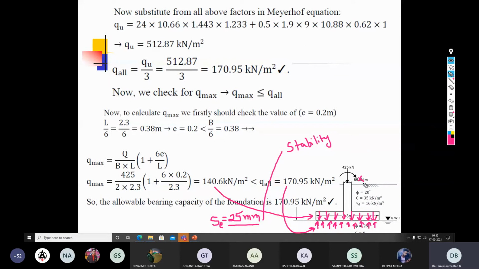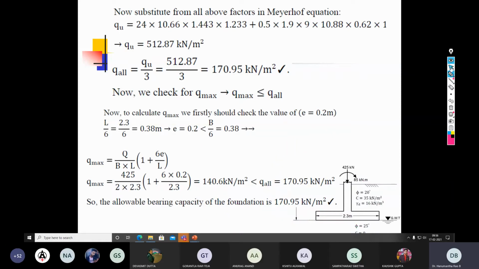Sir, overturning may be there. Exactly. Suppose a moment also acts on the footing. If you look at the base of the footing, if the load is uniform, the base is uniform. Whenever a moment acts, the base gets tilted. The base gets tilted. This is called a distortion.